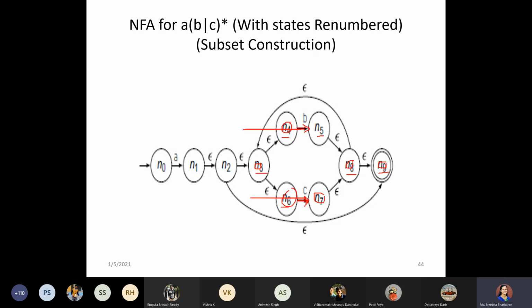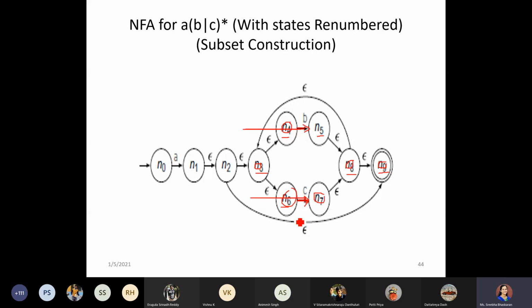Next, the same set of states with respect to B transition. We have B transitions from the underlined ones, which are N5, N8. Again it comes to N3, N4, N6, which is nothing but what we have already named D2. So we can directly write it as D2.